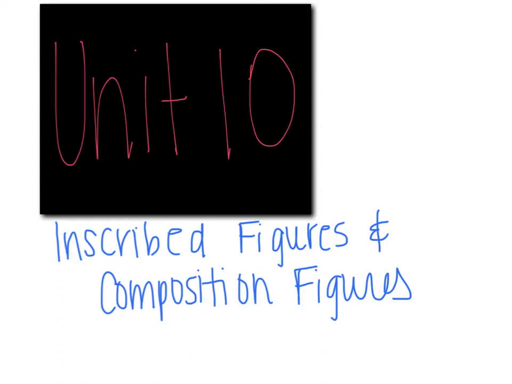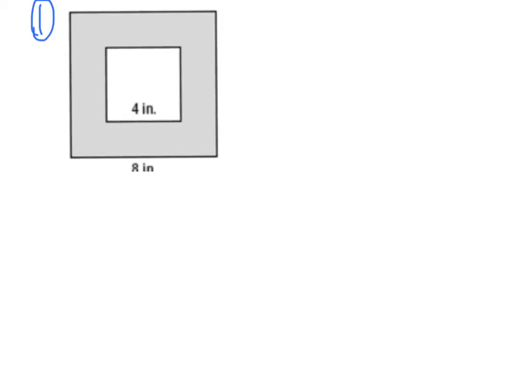Today we're going to talk about inscribed figures and composition figures. We're going to look at a few examples today, and what we're trying to do is find the area of the shaded region. So if you look here, we have two squares. So we are going to first find the area of the larger square.